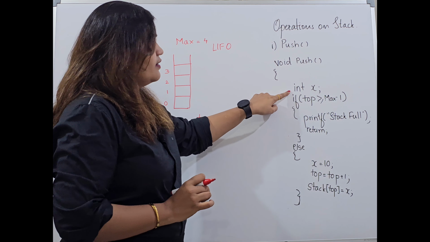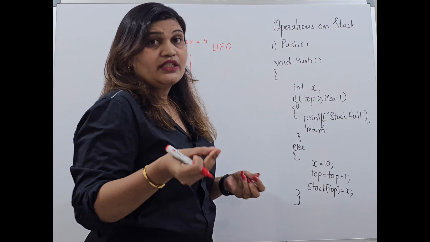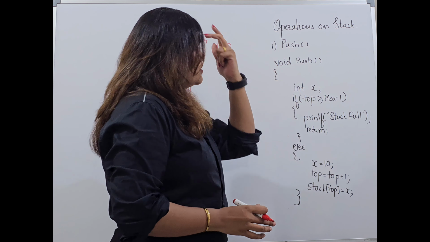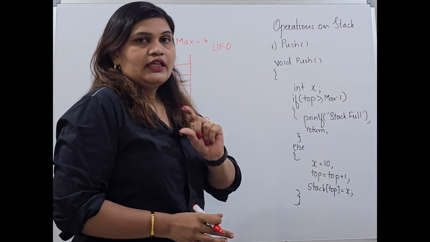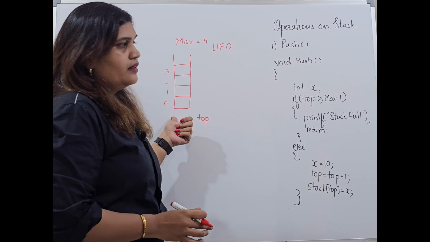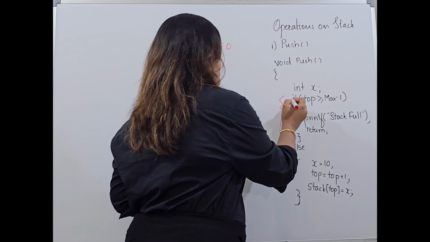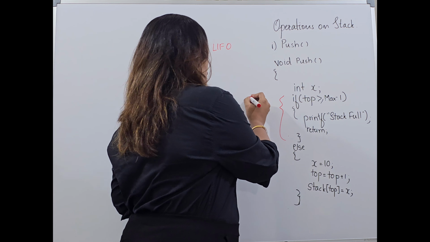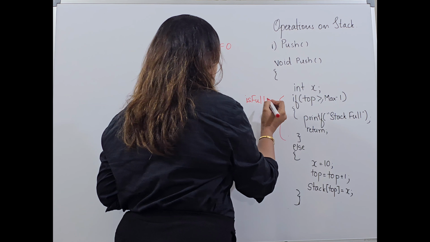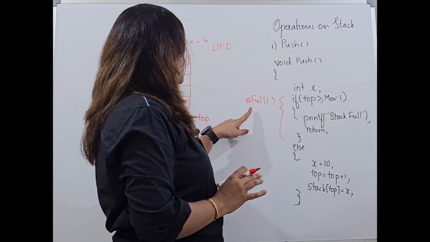The very first line that you see is int x. As we already know, we are going to insert an element. For that we need to accept an element. For that I have declared a variable x, and this variable is going to store the value of that particular integer which I want to insert in my stack. Now the second line of code that you can see is an if statement, which is talking about the isfull condition.